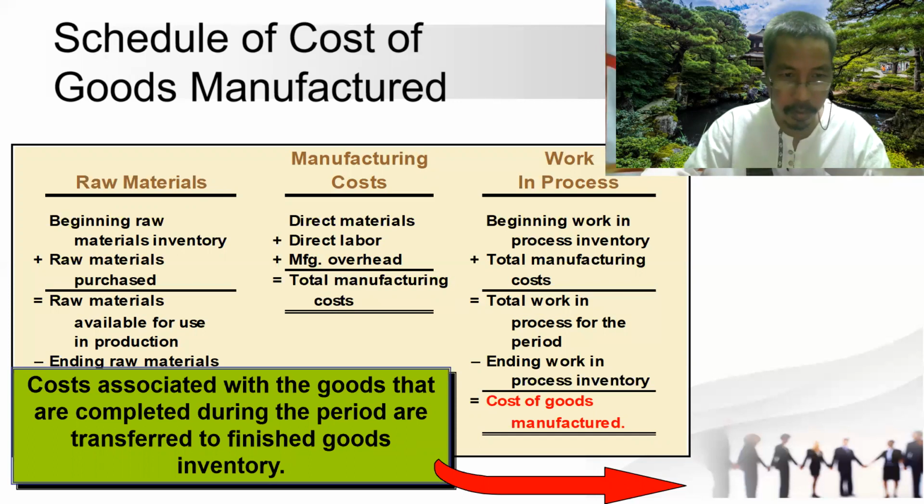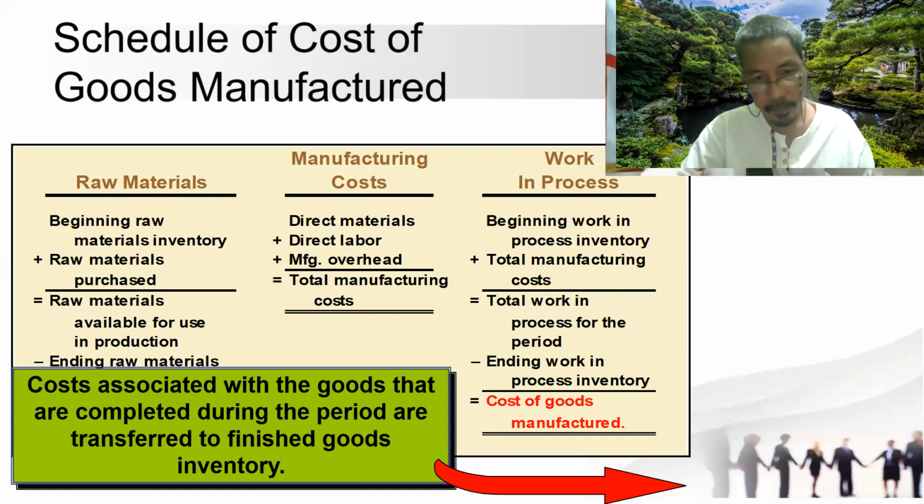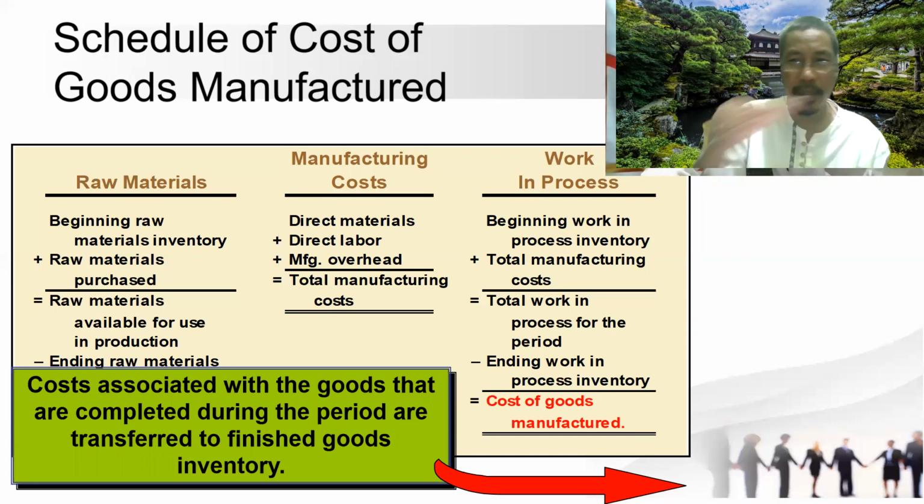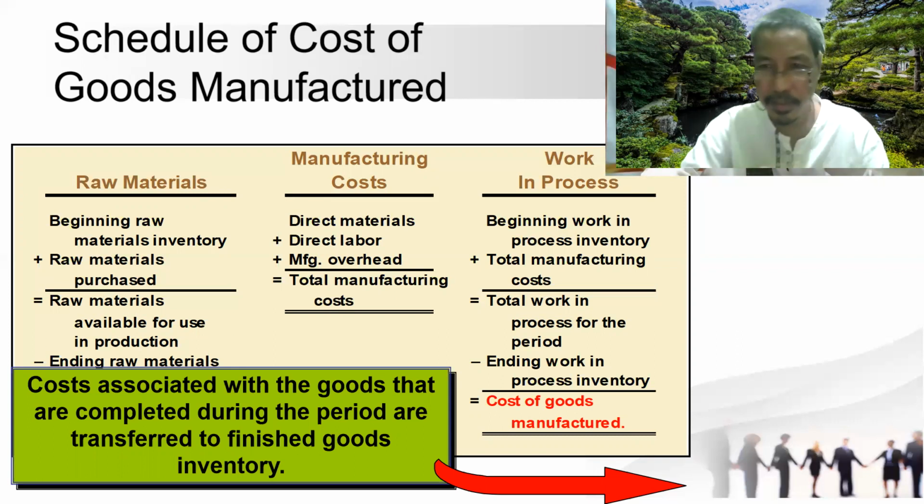Costs associated with the goods that are completed during the period are transferred to finished goods inventory. Associated with the goods that are completed during the period, transferred to finished goods. So it is dynamic. Every hour there are what? There are goods being finished and there are raw materials coming in. So it is dynamic. Okay.